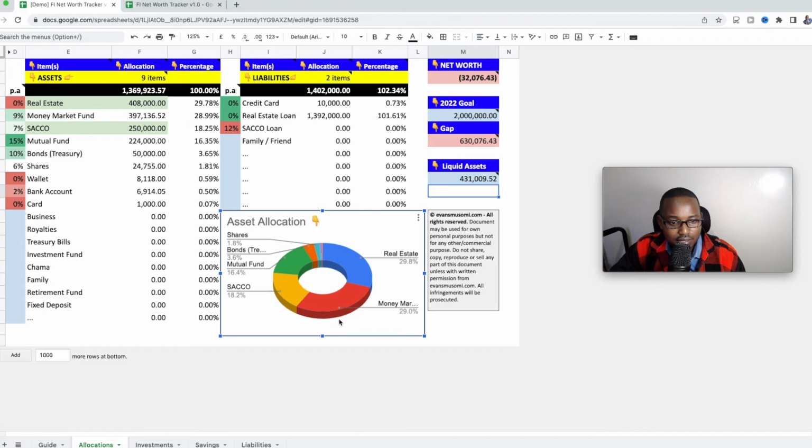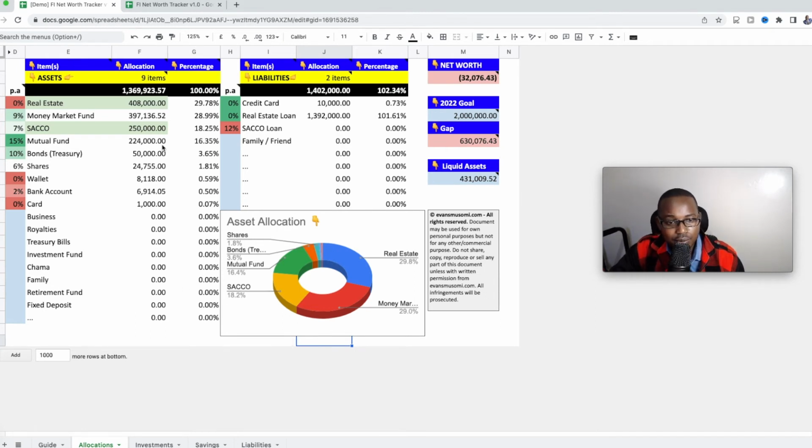Final chart shows the asset allocation. The bulk of his portfolio is in real estate and money market fund, followed by SACO, mutual fund, and other items. And yeah, this is what he's using to track his investment savings, debts or liabilities, and his net worth.